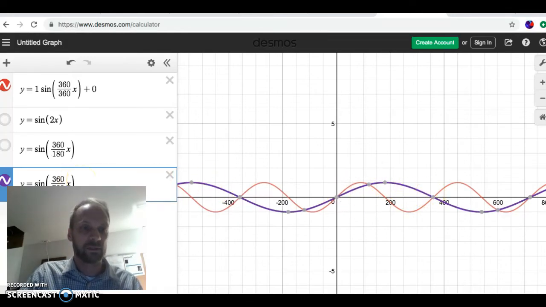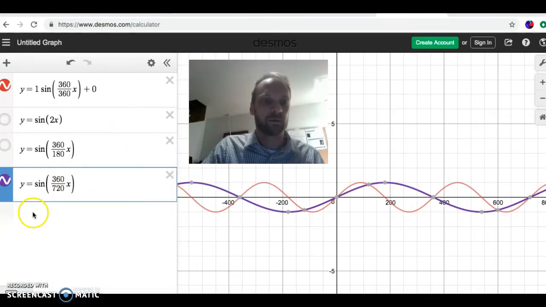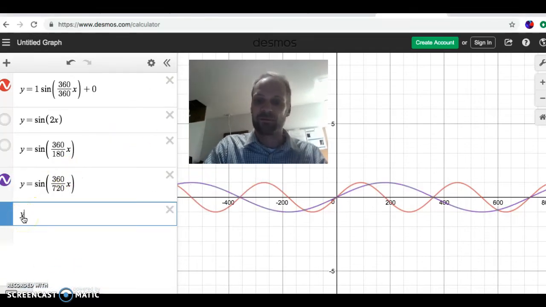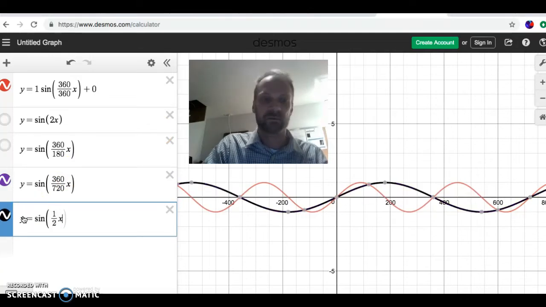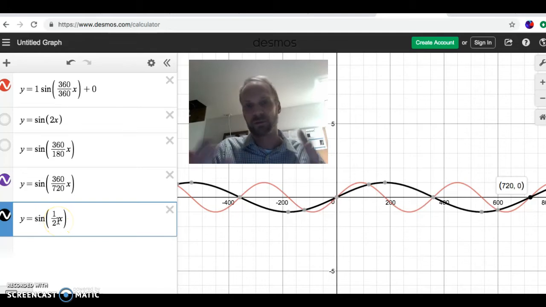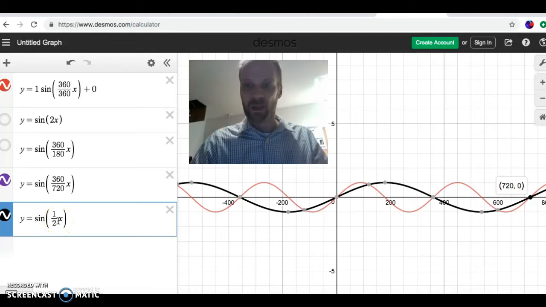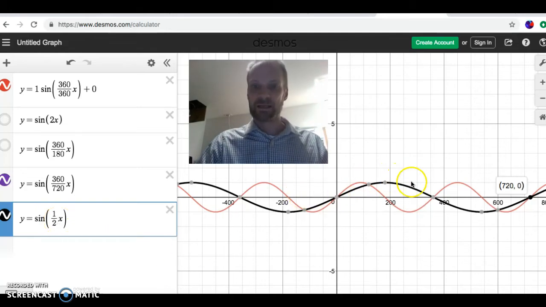So predictably enough, if you were to do sine of 1/2 x, you get the same 720, because obviously 360 divided by 720 is the same as a half, if you use a calculator to show that. So it takes half the time to get to 360 that the other one took the whole time to get to.